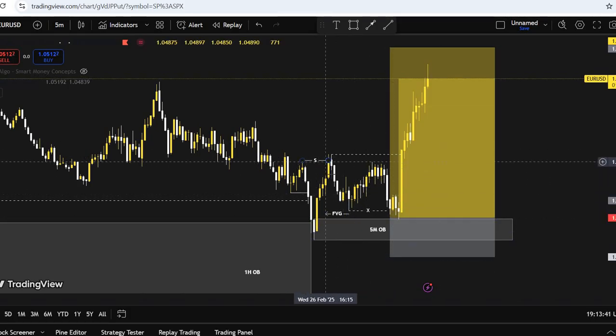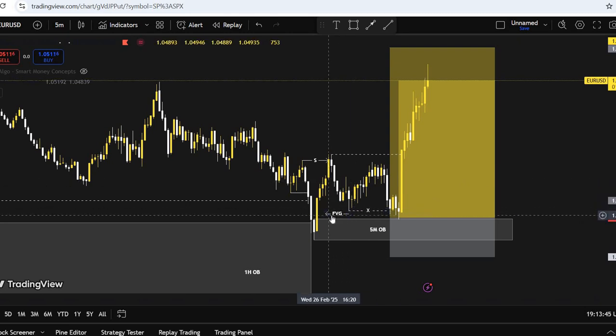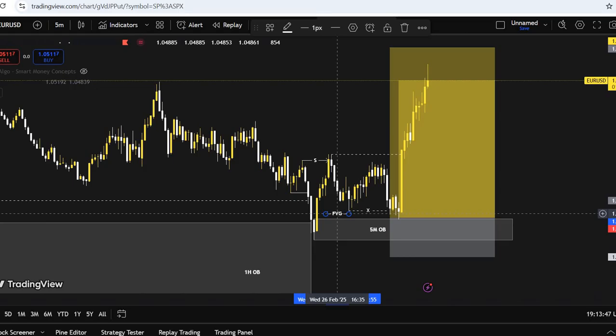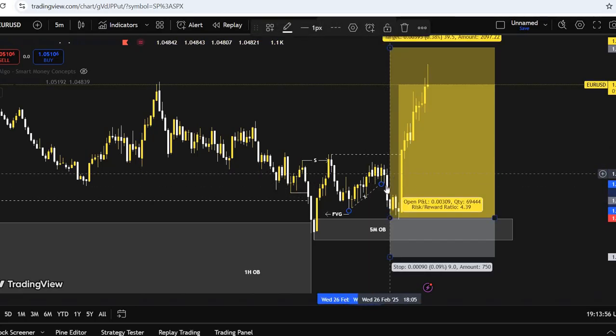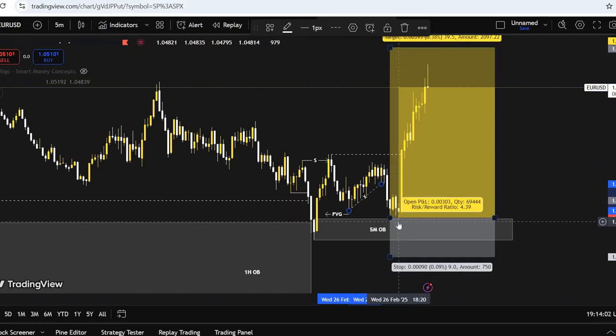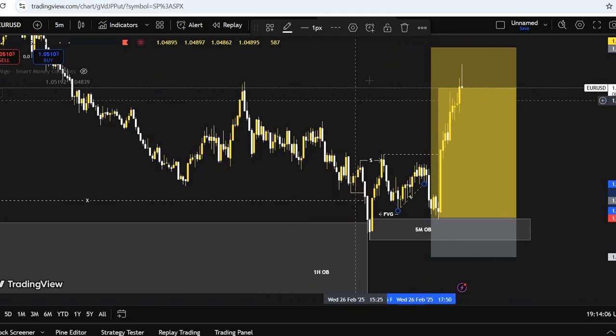So after breaking structure, price came down almost to the order block, left the fair value gap which had not been filled, went up, but this was all liquidity. All this was liquidity, right? Then within 2 or 3 candles, price came back to the order block, mitigated it with this candle, and then flew up. You can see the momentum flew up, right?